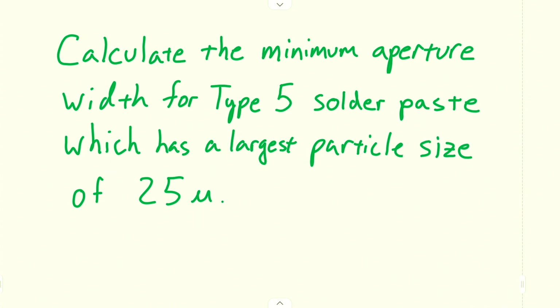Here's the last objective of this section. Calculate the minimum aperture width for type 5 solder paste, which has a largest particle size of 25 microns. That concludes this section on the 5-ball rule.